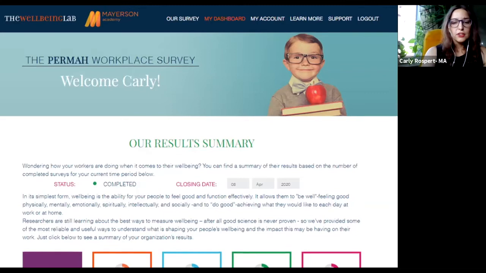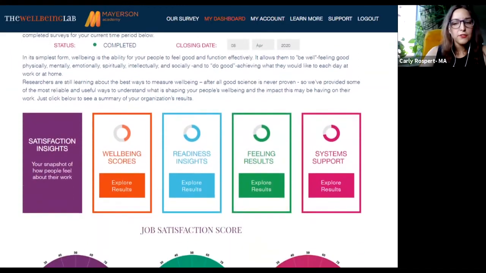So this is your high-level overview of your different well-being scores, and there's actually 5 different areas to dig into within this section. The first is satisfaction insights, and then you've got well-being scores, readiness insights, feeling results, and system support. We'll just look through these really quickly. I know I'm going pretty fast, but I want to be able to show everything that the tool has to offer. And so the first one, as I mentioned, is satisfaction insights.